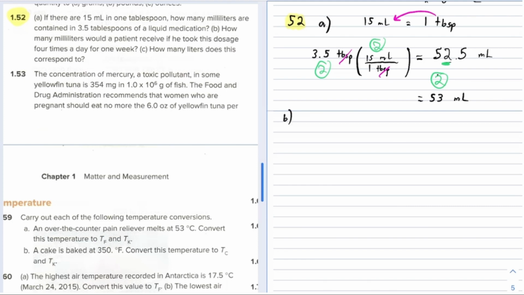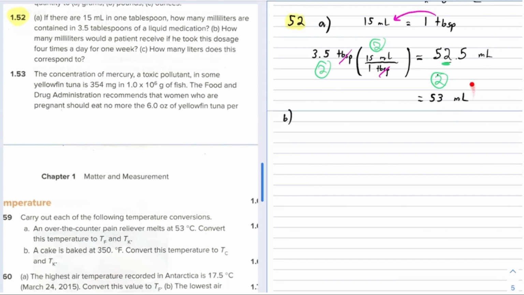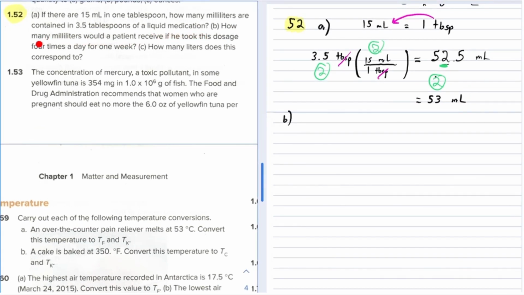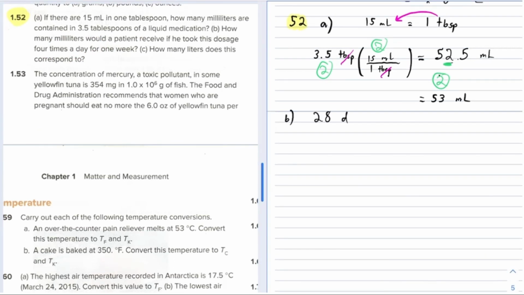So that's 53 milliliters in the liquid medication. Part B says how many milliliters would a patient receive if he took this dosage 4 times a day for 1 week. So 4 times a day for 1 week, that's 4 times 7, 28 doses. Okay, so the easy way to do this, you got 28 doses, and then there are 53 milliliters of liquid per dose.